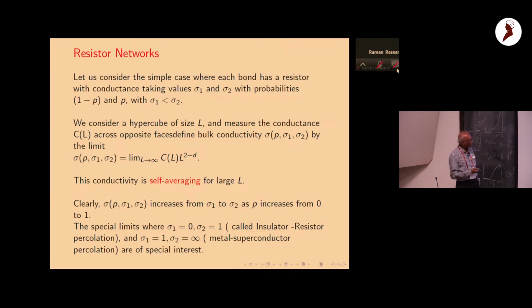Okay? So in this case, I have shown this limit L goes to infinity explicitly, but in general, I might skip that detail. And so this conductivity is a bulk property. It is the same for all large samples, and it depends on p and sigma 1, sigma 2, and it is self-averaging. So what can I say about this sigma? That's the question I would like to ask.